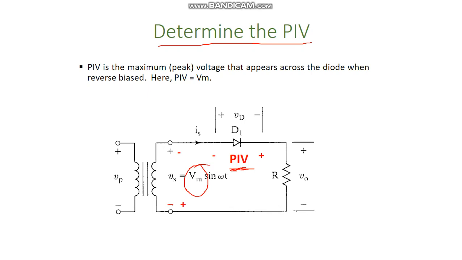In the positive half cycle, this positive terminal will be connected over here and the negative will come over here. But in case of negative half cycle, the polarities will be reversed, and this diode will be in open circuit or reverse bias condition. So the diode should have this much peak inverse voltage, so that it does not go into breakdown region by the application of this much voltage in the reverse direction. So peak inverse voltage is equal to Vm in this case.